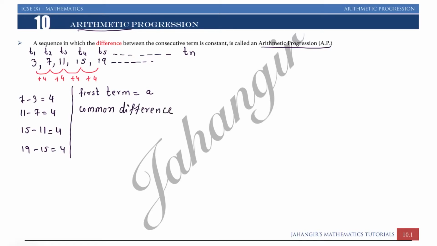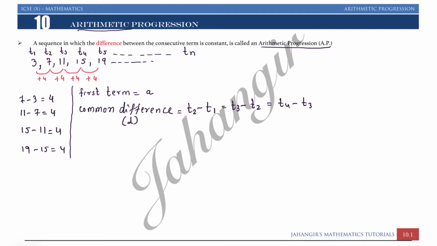And the common difference, which is common between each consecutive term, is always equal to T2 minus T1, that is second term minus first term, or you can say third term minus second term, or fourth term minus third term, and so on. This is the common difference, which is denoted by D. D is the symbol for common difference.